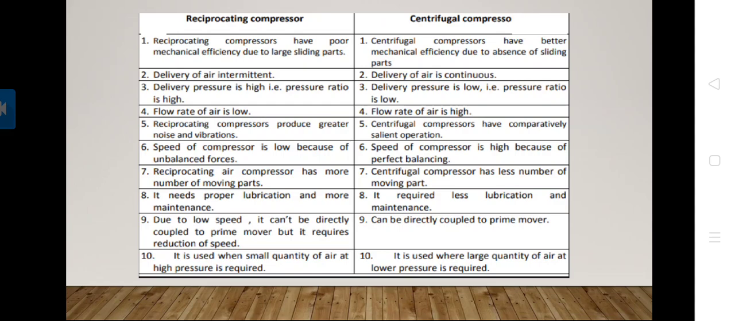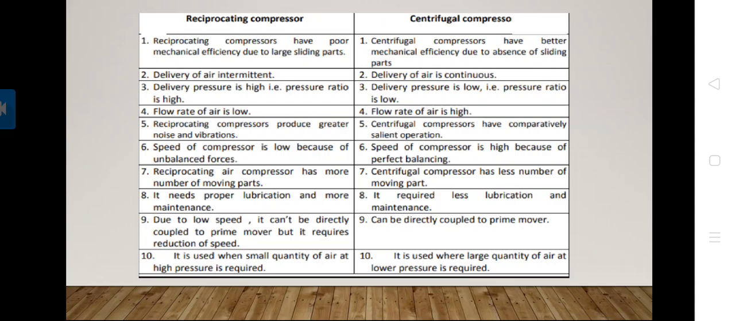The mechanical efficiency is low for the reciprocating compressor and high for the centrifugal compressor. And also the capacity of delivering volume is a small volume for the reciprocating compressor and a large volume for the centrifugal compressor.